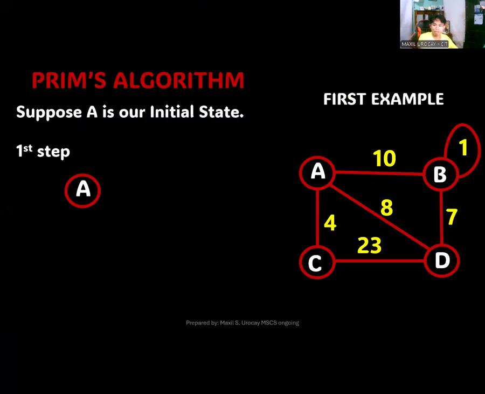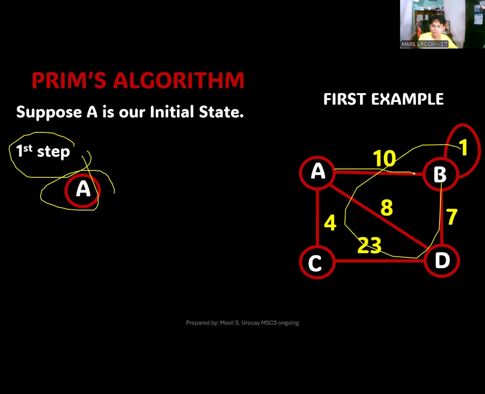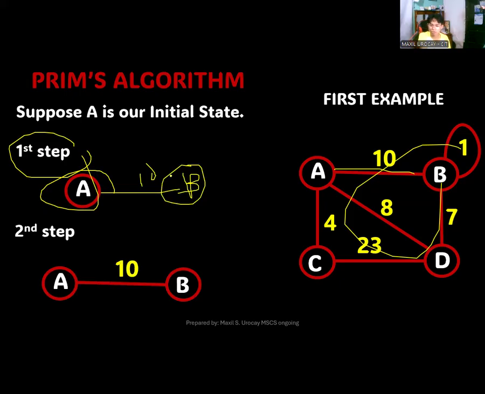Our first example is this kind of graph. Suppose that your first step is A and your goal is to maximize the spanning tree. From A, you check the maximum amount, since we need to maximize. That is A to B, A to D, and A to C: 10, 8, and 4. Comparing them, the maximum is 10, which goes to B. So that will be our maximum amount right now.